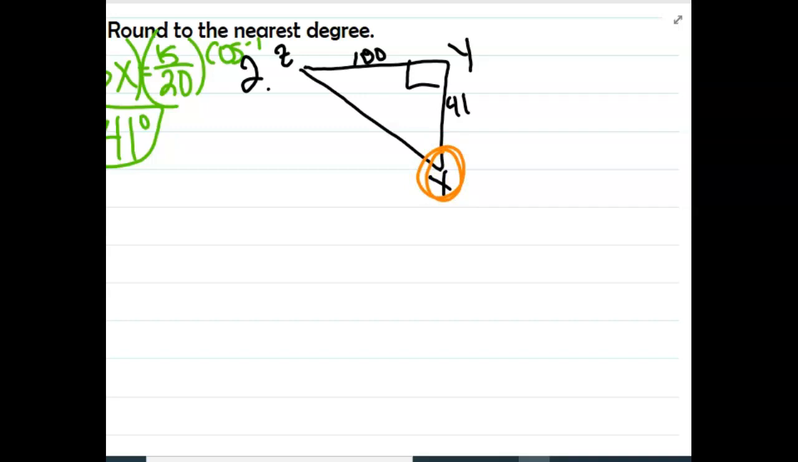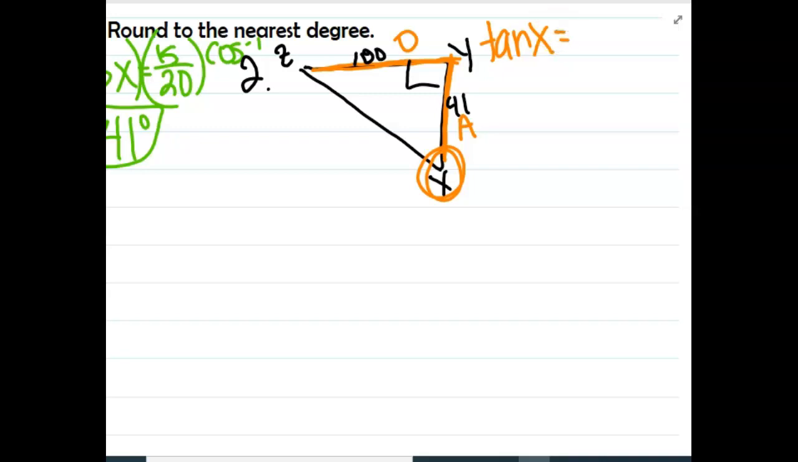So we're going to look at the sides that we're given. This 41, what side is that in relation to x? That's the adjacent side. And the 100 is the opposite. So I have O and A. So TOA. Which ratio is this? Tangent. Remember, you're taking tangent of an angle. If you don't have the angle, that's where your variable is. I'm going to take tangent of x.